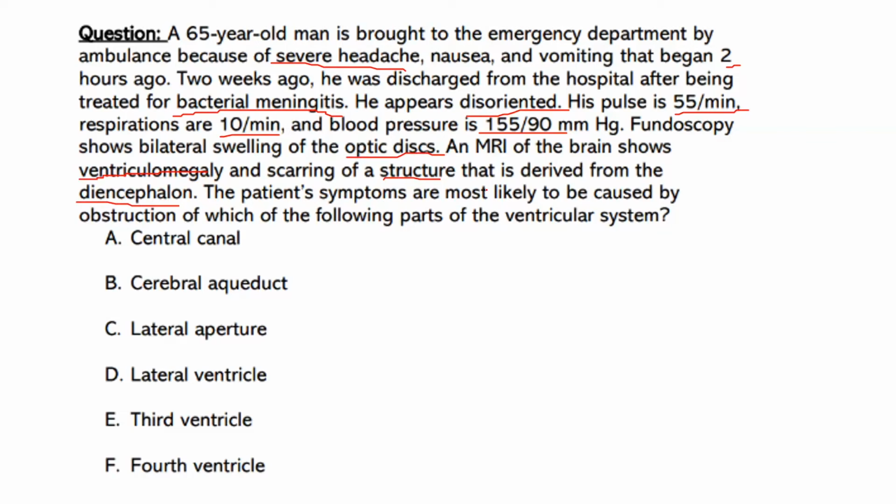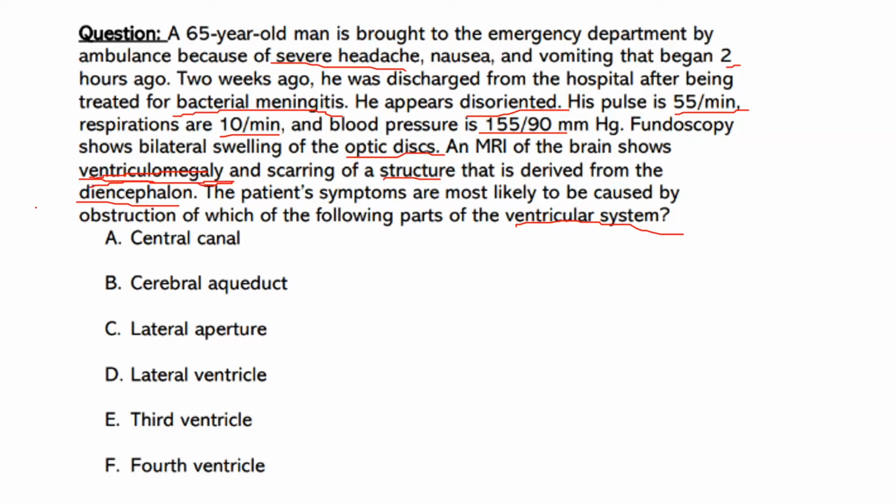Okay. The patient's symptoms are most likely to be caused by obstruction of which of the following parts of the ventricular canal? Is it the central canal, cerebral aqueduct, lateral aperture, lateral ventricle, third ventricle, or the fourth ventricle? Okay. So the main thing to focus on is the fact that the MRI of the brain has ventriculomegaly, right?